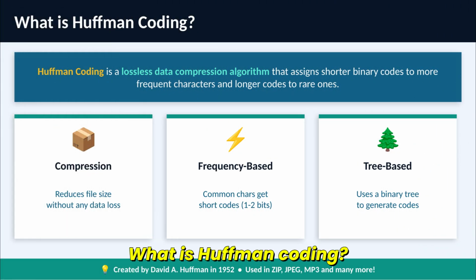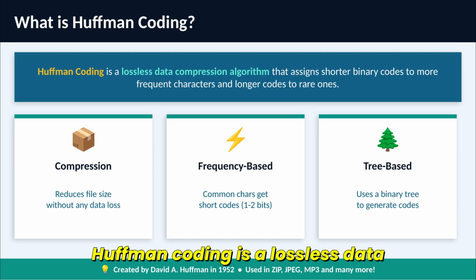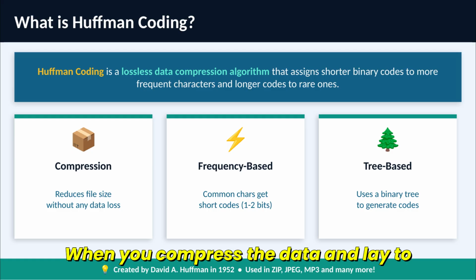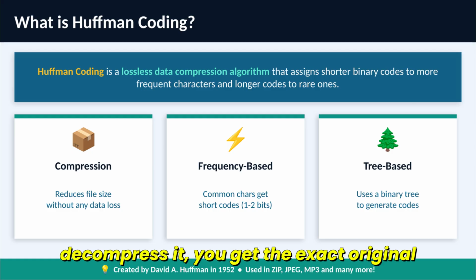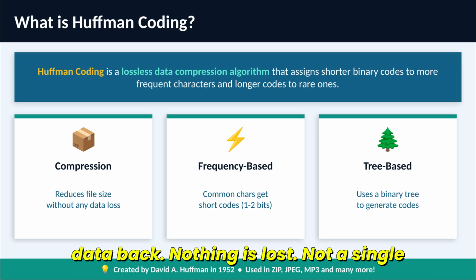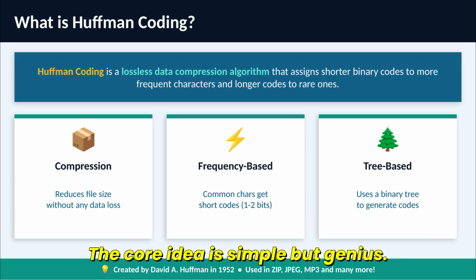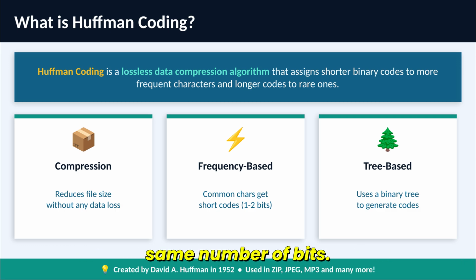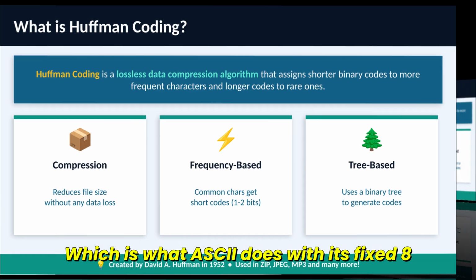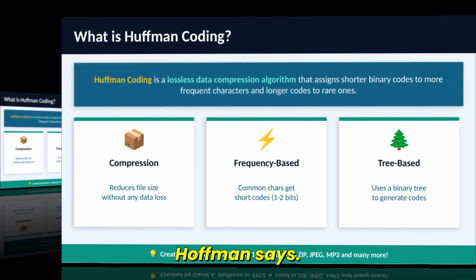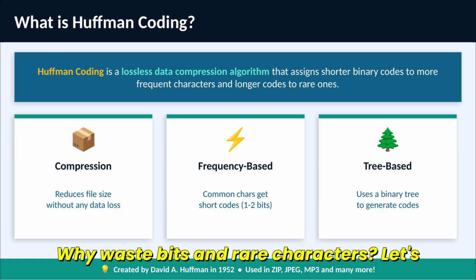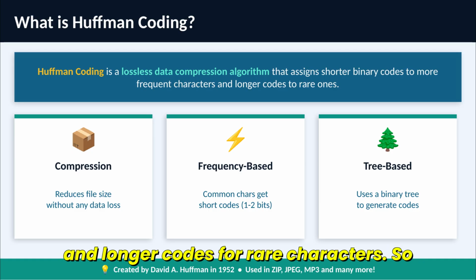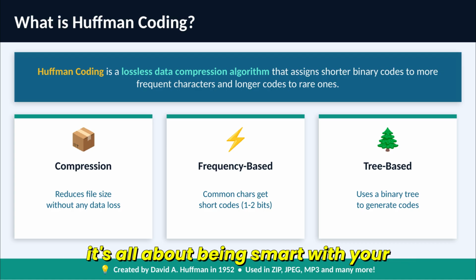What is Huffman coding? Huffman coding is a lossless data compression algorithm. Lossless means when you compress the data and later decompress it, you get the exact original data back. Nothing is lost, not a single bit. The core idea is simple but genius. Instead of giving every character the same number of bits, which is what ASCII does with its fixed 8 bits per character, Huffman says, why waste bits on rare characters? Let's give shorter codes to common characters and longer codes to rare characters. So it's all about being smart with your bits.